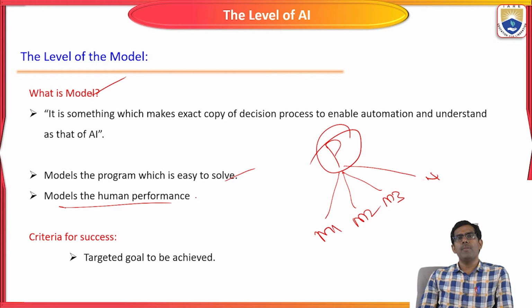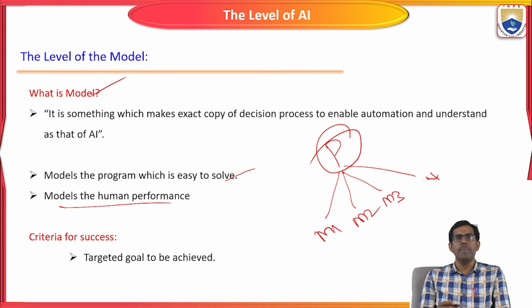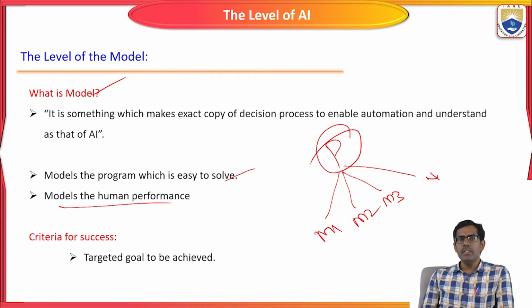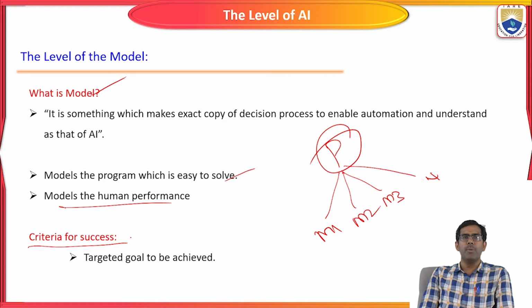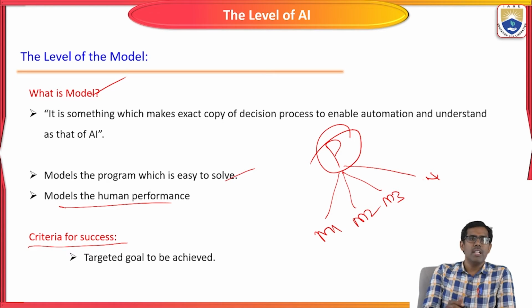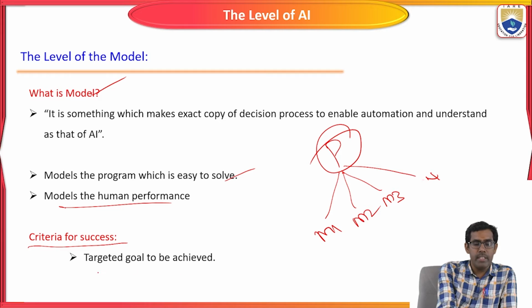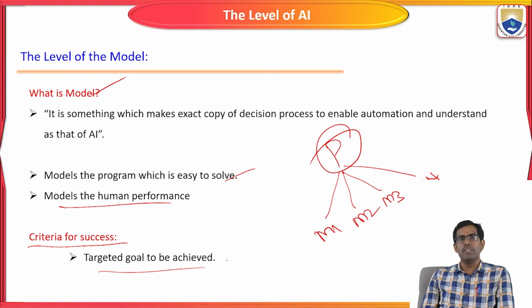So, how the human performs is based on the models. Like that, artificial intelligence machines will act and solve a simple problem or a complex problem. Okay, so based on this model, the criteria of success is applicable. So what is the criteria for success? The goal should be achieved by the artificial intelligence machine, right? So achieve the targeted goal.